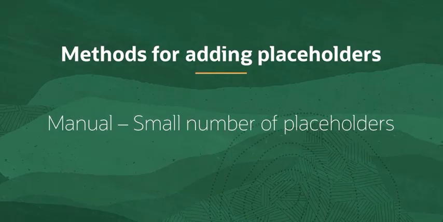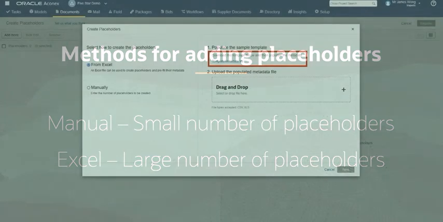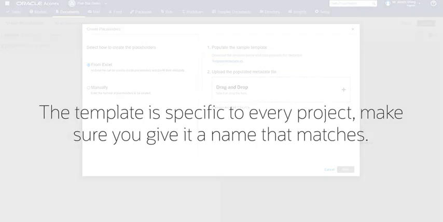Using this manual method is okay for a smaller number of placeholders, but if you need tens or hundreds of placeholders, that's where the Excel method comes in. This method requires work up front and so is better suited to large numbers of placeholders. First, you'll need to download the template. This template is specific to every project, so make sure you give it a name that matches the project.